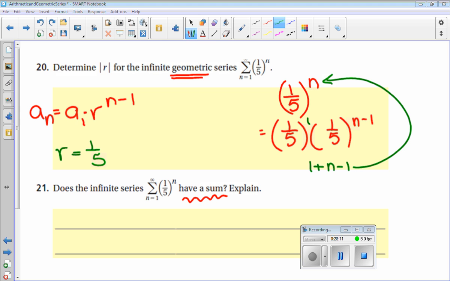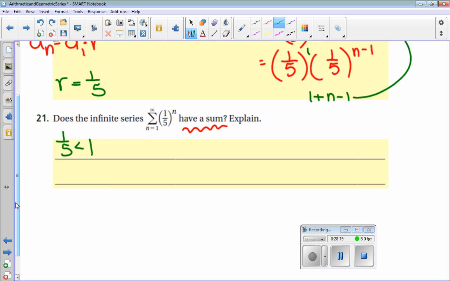Yes. It has a sum because 1/5 is not bigger than 1. It's smaller than 1. So let's find the sum. I can't plug this into my calculator. I can't put an infinity in my calculator. The summation function on the calculator won't work. So in this case, I have to use the formula.